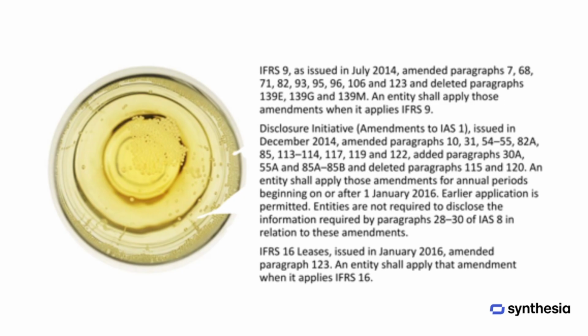The Disclosure Initiative, Amendments to IAS 1, issued in December 2014, amended paragraphs 10, 31, 54, 55, 82A, 85, 113, 114, 117, 119, and 122, added paragraphs 30A, 55A, 85A, and 85B, and deleted paragraphs 115 and 120. An entity shall apply those amendments for annual periods beginning on or after the 1st of January 2016. Earlier application is permitted. Entities are not required to disclose the information required by paragraphs 28 and 30 of IAS 8 in relation to these amendments.